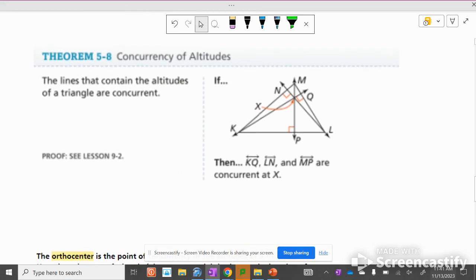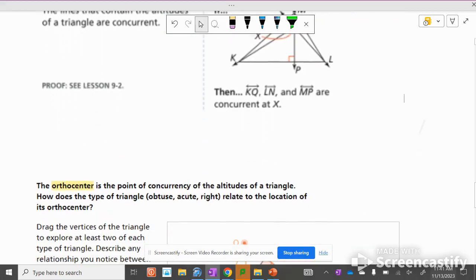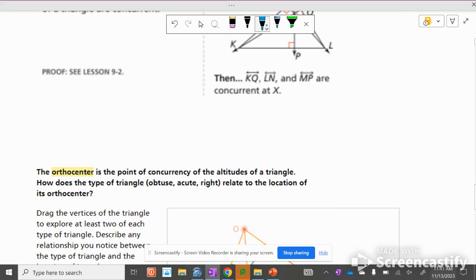Okay, the altitudes all meet in one spot too. It's called the orthocenter. So the point of concurrency of the three altitudes is the orthocenter.